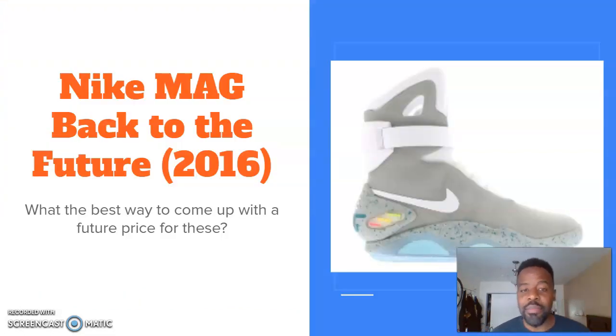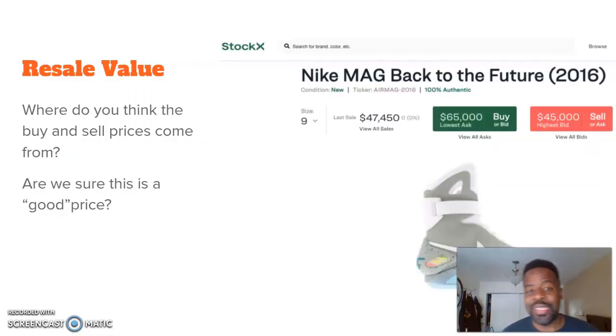But we do know that Nike made these shoes back in 2006. And what we want to think about is, what's the best way to come up with the future price for these? One way to look at it is the resale value. I know many of us out there are really big into gym shoes, basketball shoes, athletic gear, and there are companies that log this information. As we can see, these shoes that lace themselves were last sold for $47,000, and we have an option to buy either for $65,000 or $45,000, depending on how our bid goes.